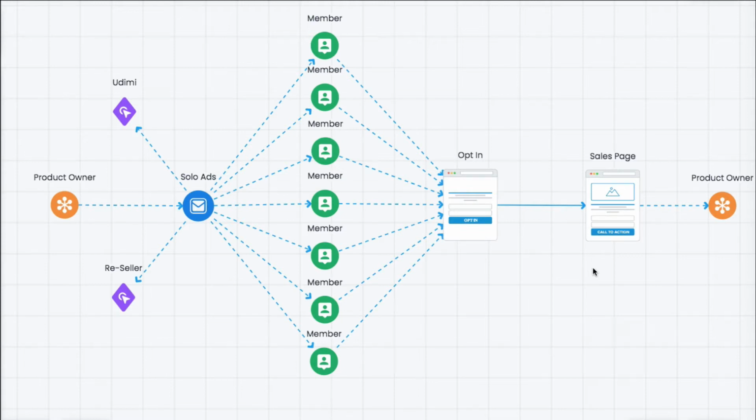My name is Suzanne Stoddard, and today I'd like to explain what solo ads are and why they're so dangerous for beginners to use. I've created a diagram to help explain, as well as some examples to show you.